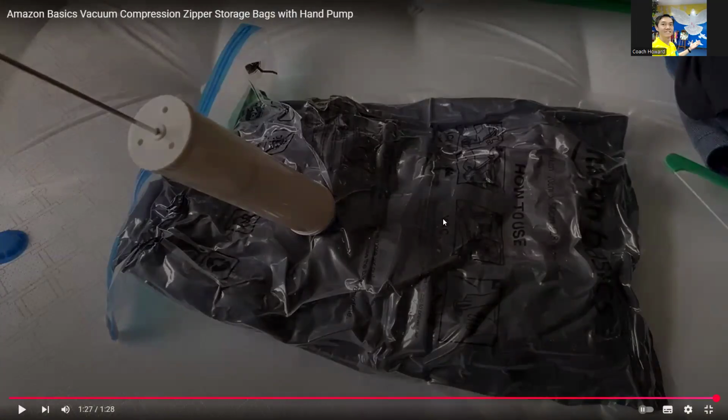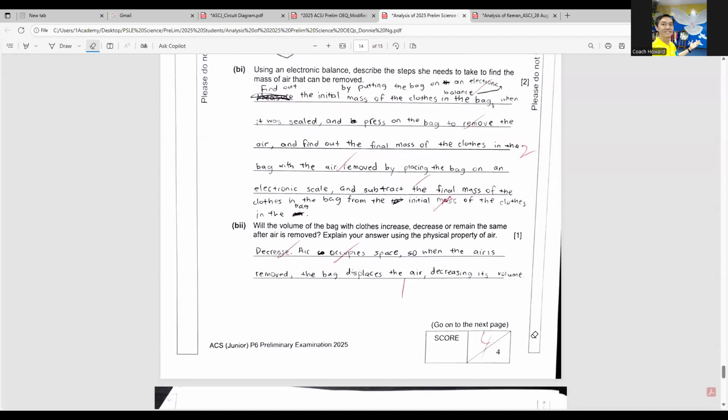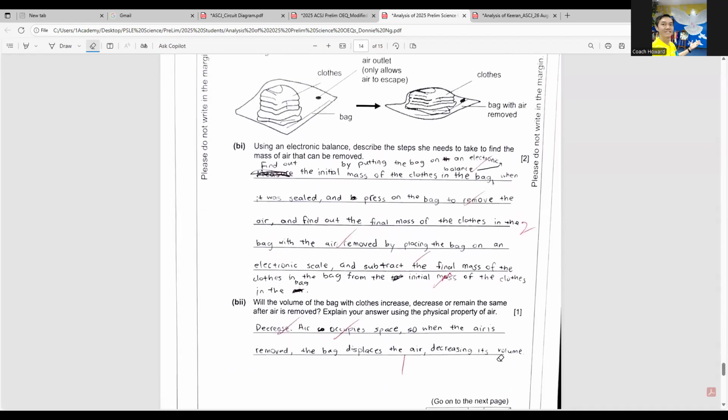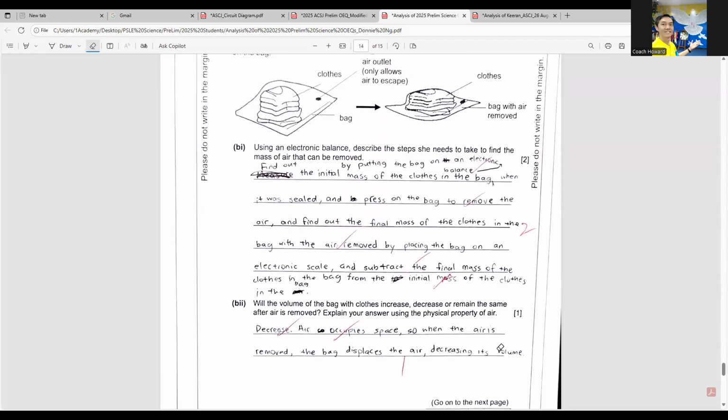Okay, so now I go back to this question, which is the question where the student answered quite well. He got full marks, 4 out of 4. And I'd like to congratulate this student who has learned well under my coaching.